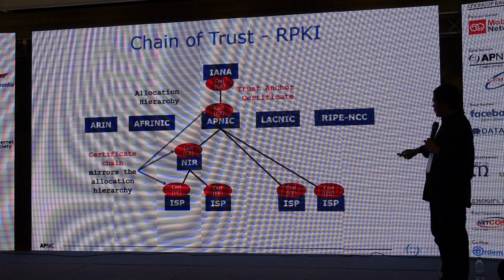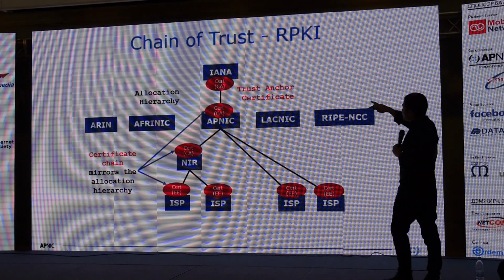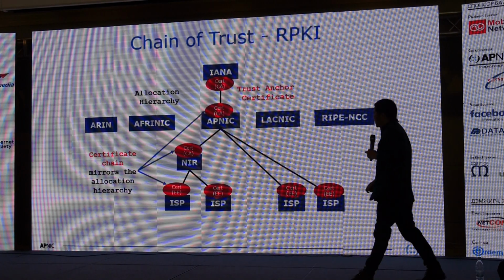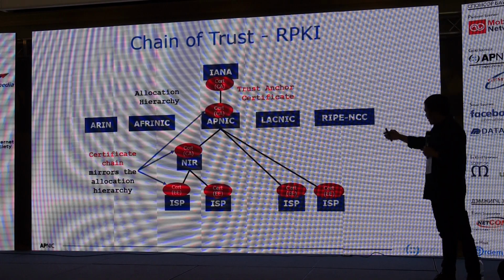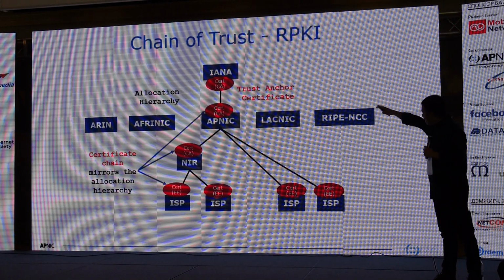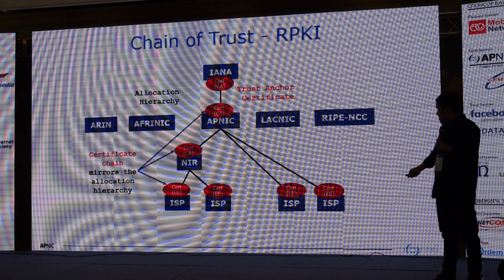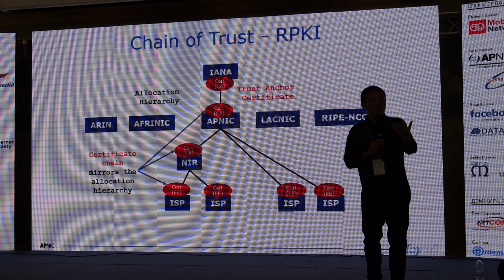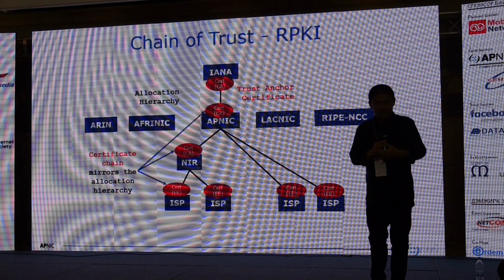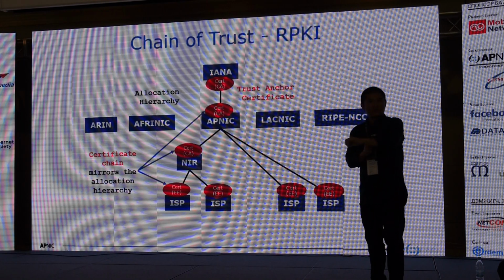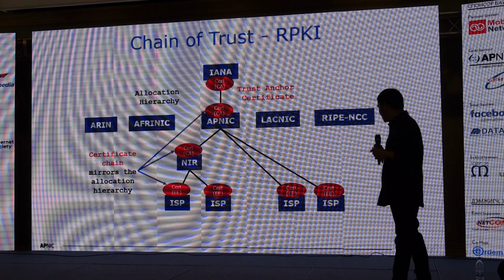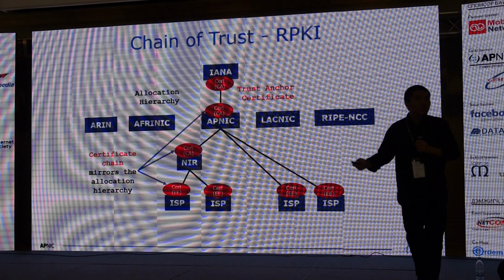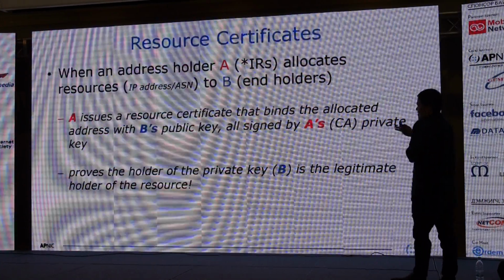So the chain of trust actually follows the delegation hierarchy, right? For example, APNIC as a registry delegates, let's say, a /32 IPv6 prefix to an operator. Along with that delegation, APNIC also issues a resource certificate, right? That resource certificate is nothing but APNIC's root signing your public key and giving it to you. And now using that resource certificate, you can start signing any authority that you want. So that's the whole idea.